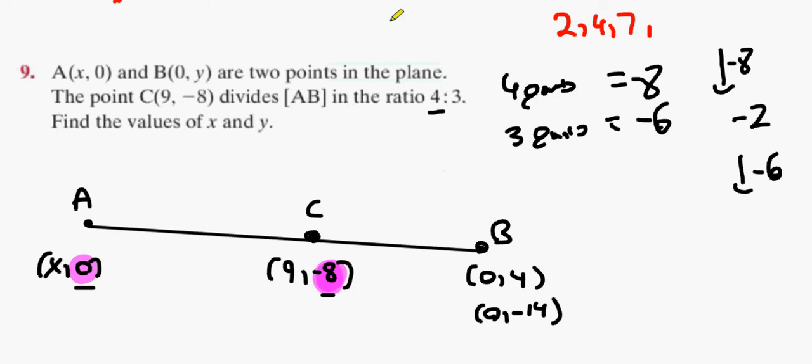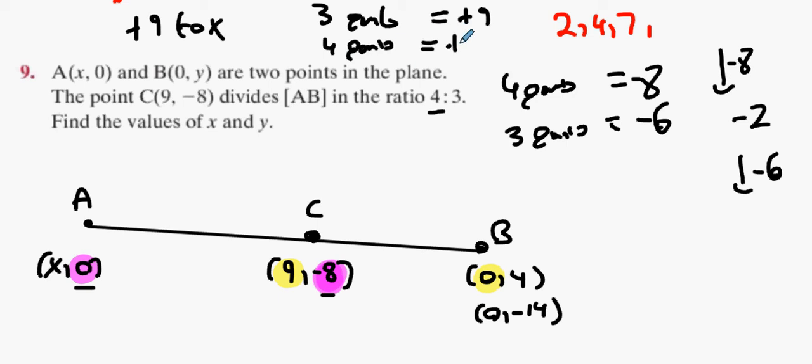Looking at here, how do you go from 0 to 9? Plus 9 to x. Going from B to C, how many parts was it? 3 parts. 3 parts ends up to be plus 9. So how much is 4 parts going to be? 4 parts is going to be plus 12, because you divide by 3 and multiply by 4. What's 9 add on 12? 21. So the answer is (21, 0) and (0, -14), and in between them is (9, -8), in the ratio of 4 is to 3.